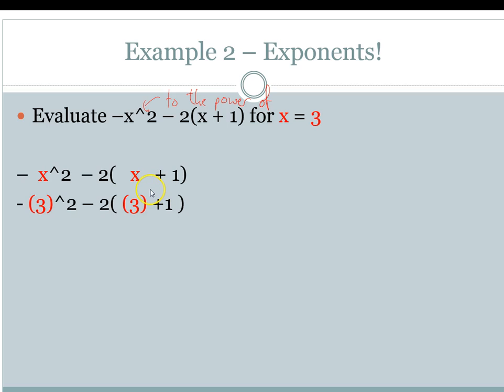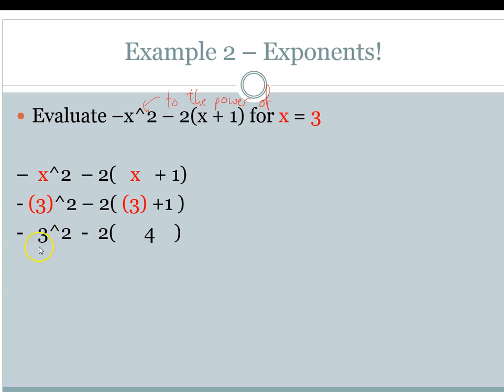And then plug in your values, put parentheses around them. Notice how I had the negative outside here, the negative stays outside, it doesn't become inside. The negative is not part of the x, only replacing x. Nothing else changes but x, and that is replaced with exactly what's written up here. So we got negative parentheses 3 squared minus 2 times the quantity 3 plus 1. Order of operations says you're going to simplify parentheses first, so 3 plus 1 is 4. Now I've got negative 3 squared minus 2 times 4.